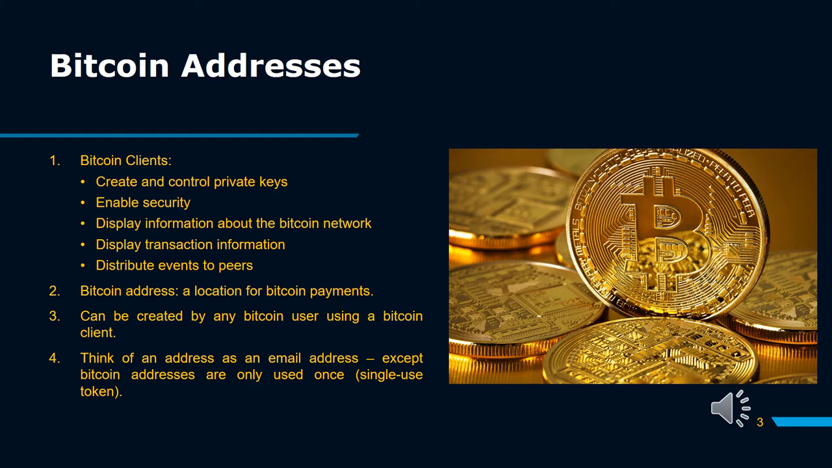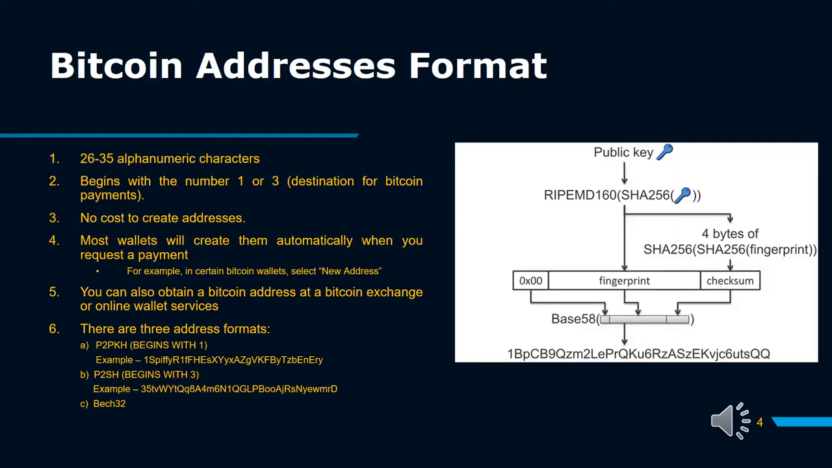3. It can be created by any Bitcoin user using a Bitcoin client. 4. We can understand this in a more detailed way. Think of an address as an email address, except Bitcoin addresses are only used once, a single-use token. Bitcoin address format. A Bitcoin address is an identifier, an account number, starting with 1 or 3 and containing 27 to 34 alphanumeric Latin characters, except 0, O, I.